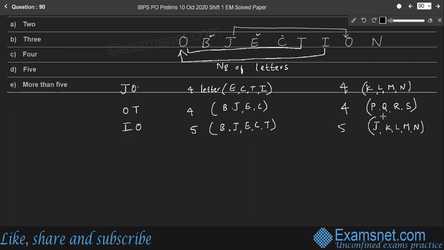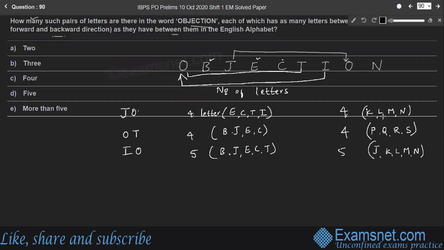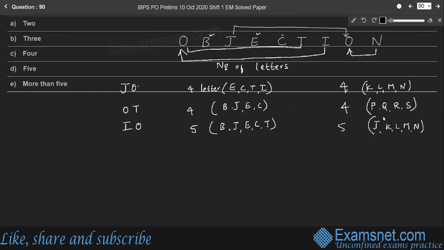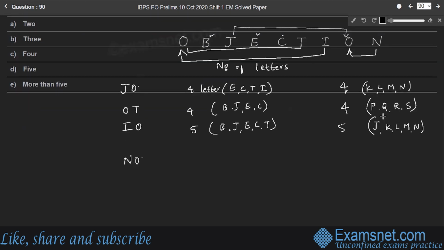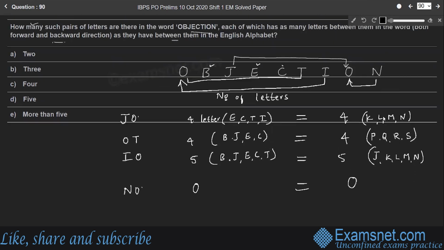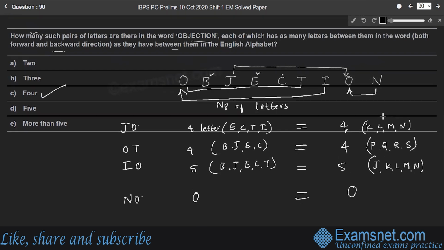So we can take even the last two letters O and N. So in backward direction, the N-O pair. There is no letter between N and O in the given word, 0 letters, and also in the alphabetical series there is no letter between N and O. Therefore, these are the numbers of letters between them. They are equal, right? Therefore, there are totally 4 such pairs. Therefore, option C is the right answer.